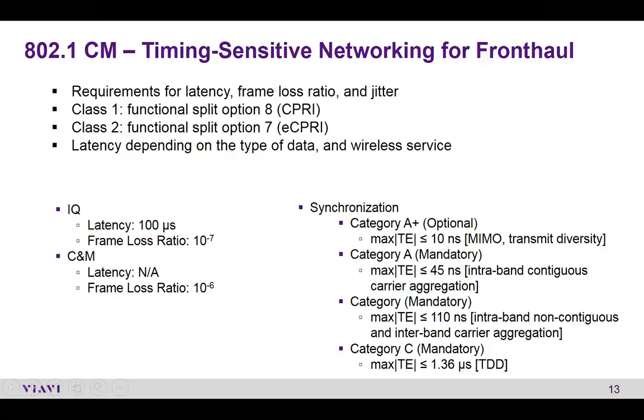If you have a 4G type of TDD network, then your requirement is less demanding. This is like the current backhaul, 1.36 microsecond for LTE TDD. If you need carrier aggregation, interband carrier aggregation, then it becomes much more stringent. You're into 110 nanoseconds. Now, if you get to intraband CA, contiguous carrier aggregation, then it gets more stringent. And then with MIMO or transmit diversity, we get into 10 nanoseconds. These are all defined in the 802.1CM and other related standards.